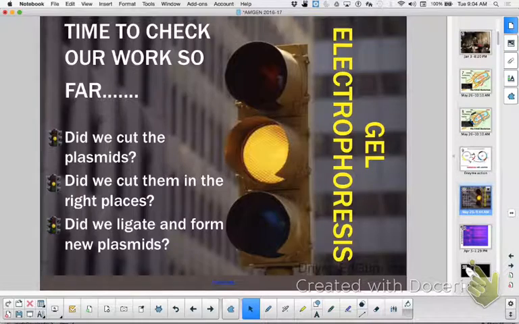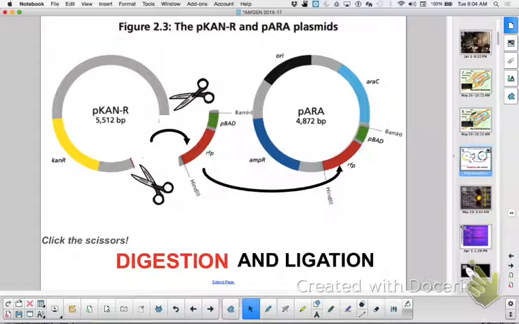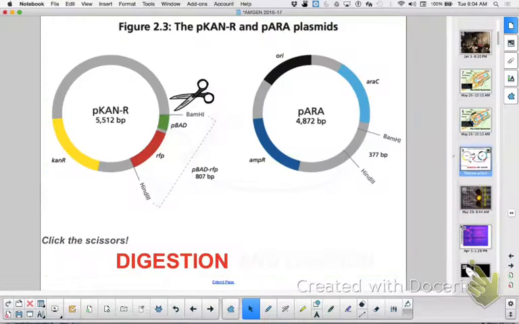Because, let's go back and look at these sections right here. Okay, so this whole thing is 5,512 base pairs. Can I get eyes up here? This whole thing is 5,512 base pairs, and I remove PBAD. How many base pairs is PBAD? Oh, I'm so sorry. Let me go back. 807. So I can figure out how big this section is, right? How can I do that? Yeah, just subtract it off. So I know how big this piece is. Come over here, 4,872, and subtract off 377. I know how big each piece is.